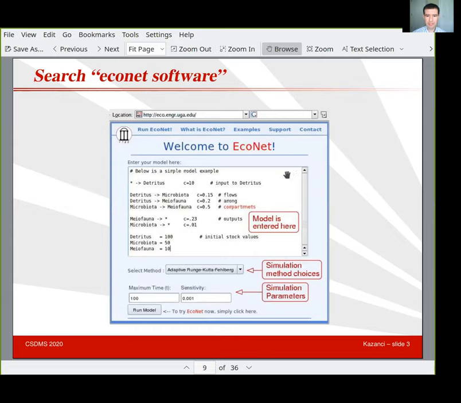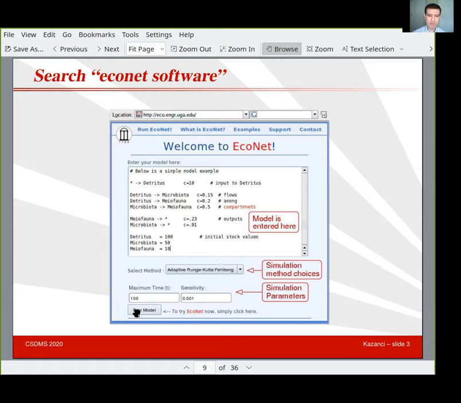It's quite simple. It has three parts. The first part is a big text box where you enter your model using the keyboard. The second part is the numerical method chosen for simulation. And the third part is the parameters, depending on the simulation method chosen. So for example, if you were to choose a Gillespie stochastic algorithm, that does not have a step size, so this would disappear and only a time would appear. These options depend on the method chosen here. And then you hit run model and wait.